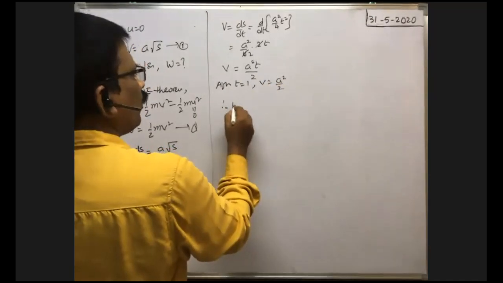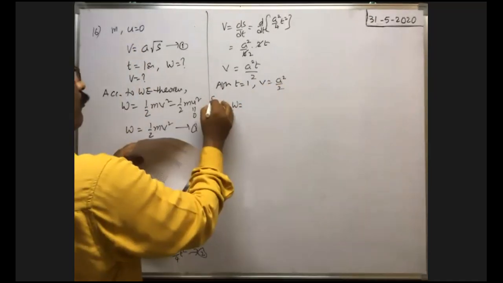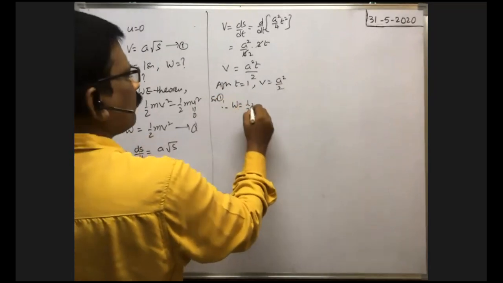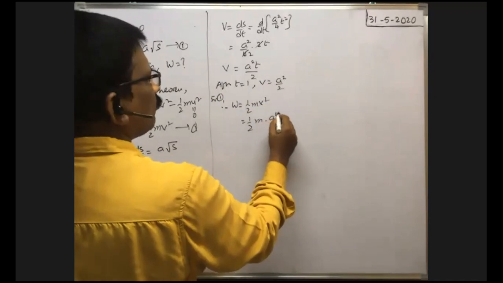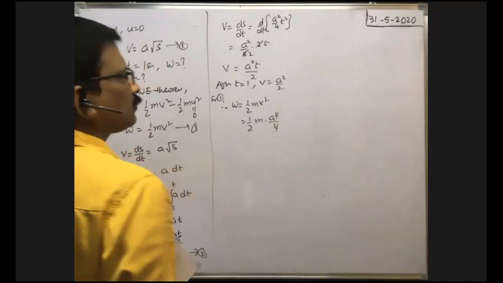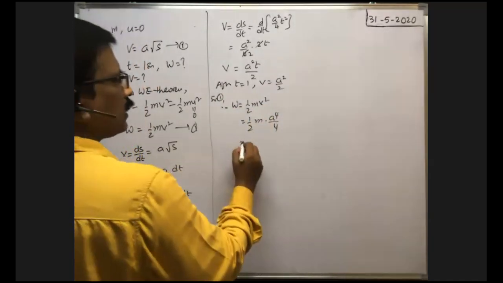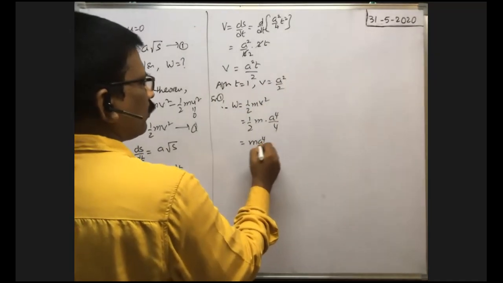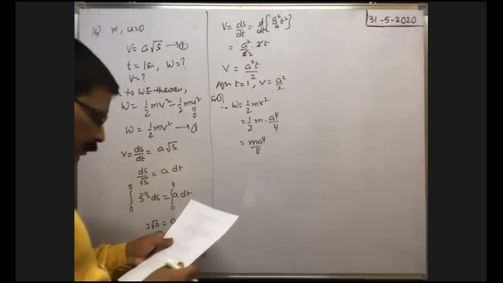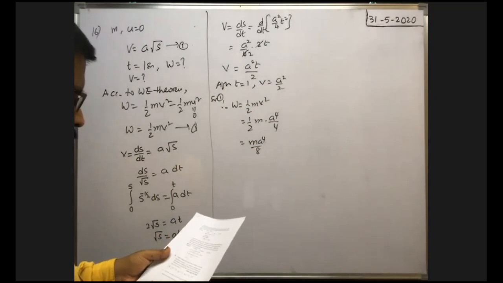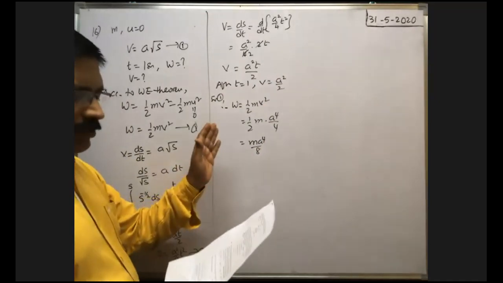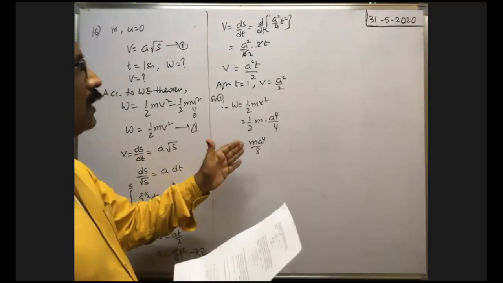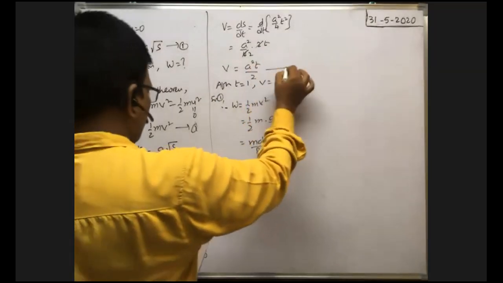Therefore, work done is equal to half m v squared. So half m into v squared means m a to the power of 4 by 8. After 1 second, actually they asked it, but in terms of time it is given. In terms of time is this, you take the formula.